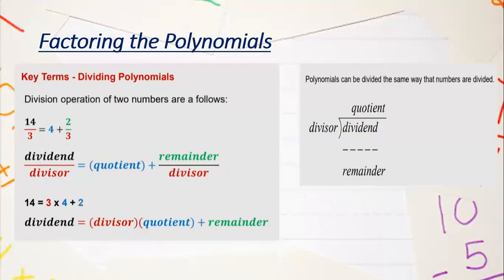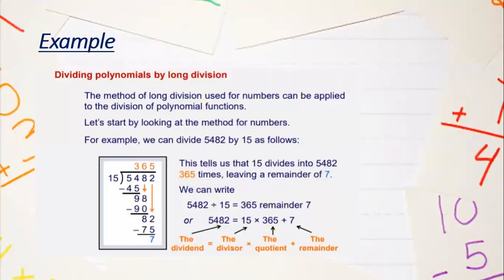So 14 equals 3 times 4 plus 2, as shown with the red, green, and blue colors. So dividend equals divisor multiplied by quotient plus remainder. And we have a simple format which describes it: the divisor is outside, the dividend is inside, the quotient is above, and the remainder is at the very end. And we have an example for this: dividing a polynomial by long division.